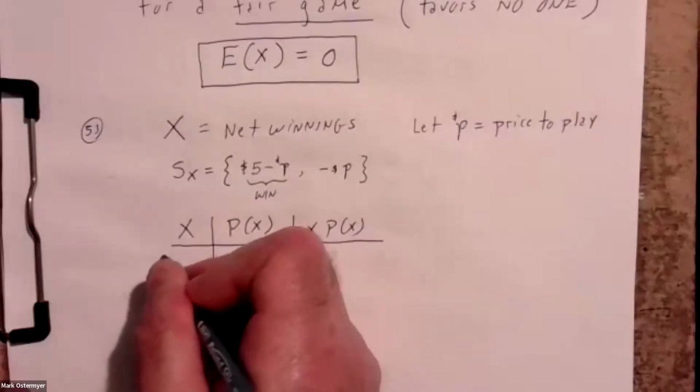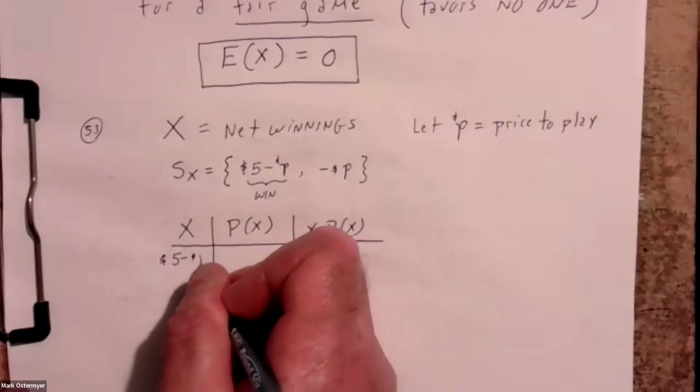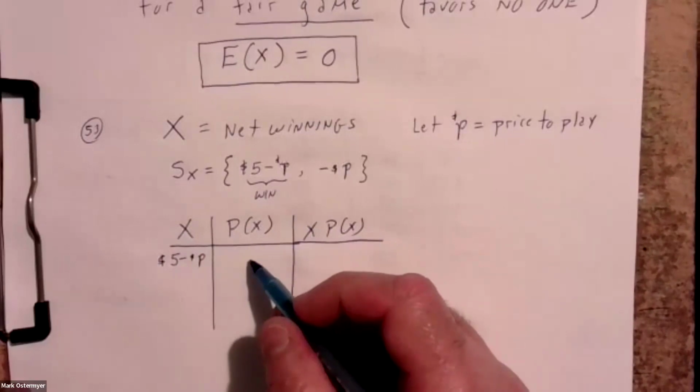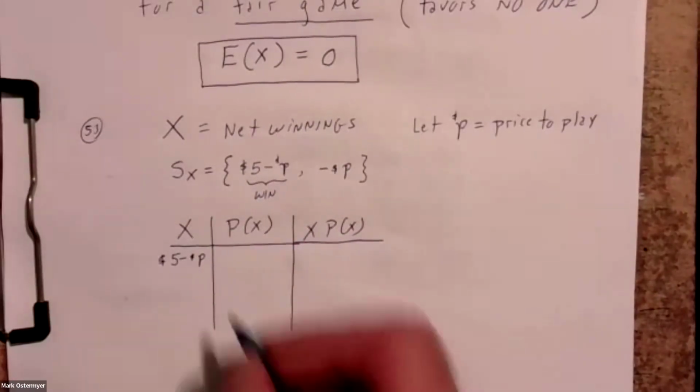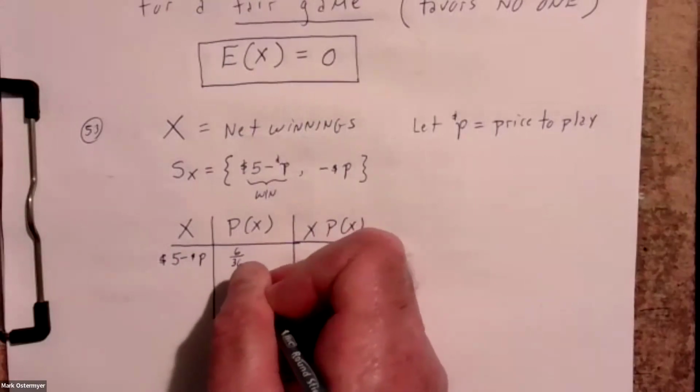All right, so I got 5 minus P dollars if I win. What is the probability of winning this scratch-off game here, ladies and gentlemen? What is the probability of scratching off doubles? Do you remember that PowerPoint slide I showed you? How many ways can you get doubles out of 36 ways? Was it 6 out of 36, I believe? So I believe the probability was 6 over 36, which is 1/6.